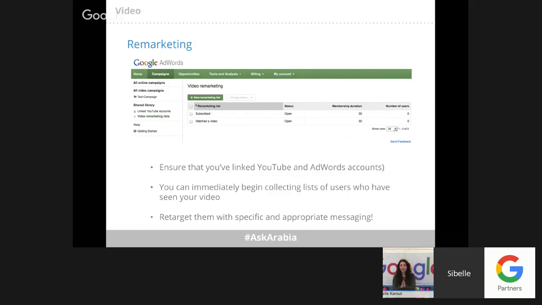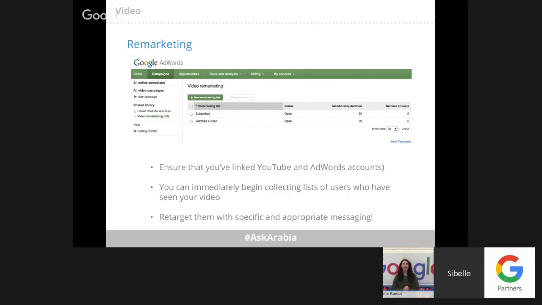Now, the most interesting and the easiest method of targeting when you're doing a video campaign is remarketing. Remarketing, or targeting people that already viewed your video or entered your channel. It's very simple in AdWords. All you have to do is, first of all, ensure that you've linked your YouTube and your AdWords account, and then it will automatically begin collecting lists of users that have seen your video, and you can retarget them with very specific and appropriate messaging.